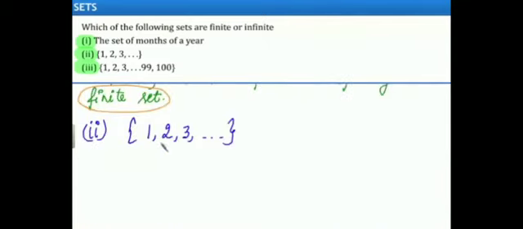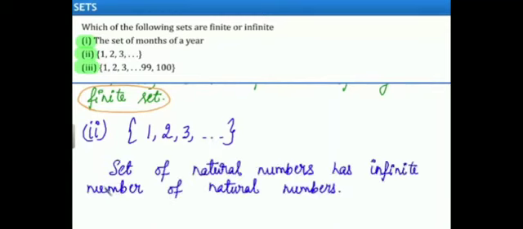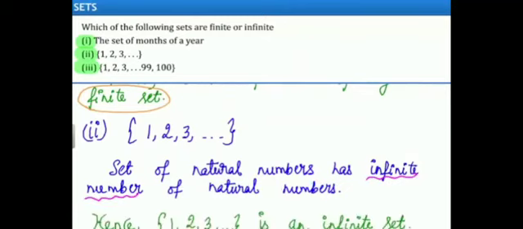Now move on to question number 2. 1, 2, 3 up to infinity. So this is all natural numbers. The set of natural numbers has an infinite number of elements. Hence the given set is an infinite set.